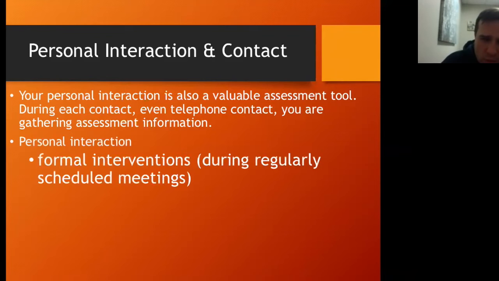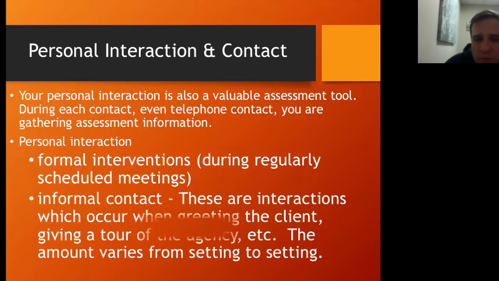So we also want the personal interaction piece and this idea of formal intervention, remembering that assessment is an intervention technique. You're intervening to try to gain enthusiasm and motivation from the client to seek help. And that's one of the purposes of this connection. So we have the formal interventions.